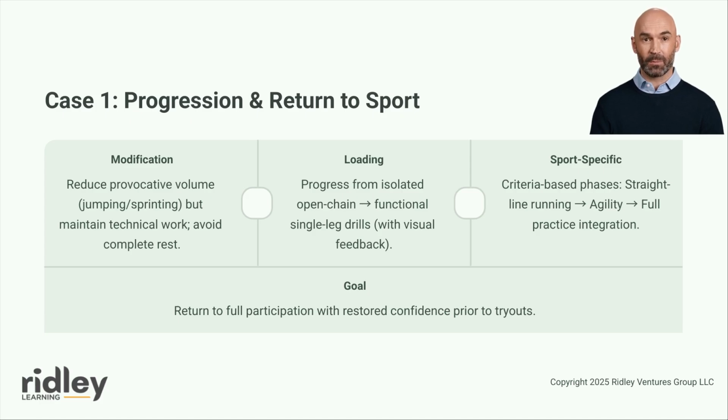Sport-specific rehabilitation prepares the patient for return to full soccer participation. Progression includes straight-line running, change of direction drills, jump landing training, and eventually full practice integration. Each phase is advanced only after successful completion of the preceding phase without significant symptom exacerbation. The target is return to full participation in soccer with minimal symptoms and restored confidence, ideally prior to the club soccer tryouts that represent her primary goal.